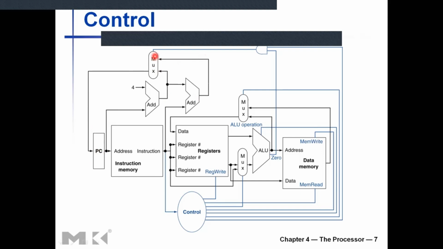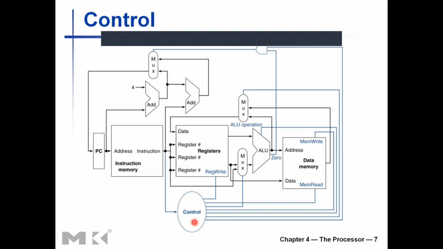So who decides this? It's the control logic. The control unit of the CPU decides this based on the decoding of the instruction. So the control unit is handling the decoding of the instruction, and based on the opcode and the immediate values that you have, it needs to generate all the control signals.